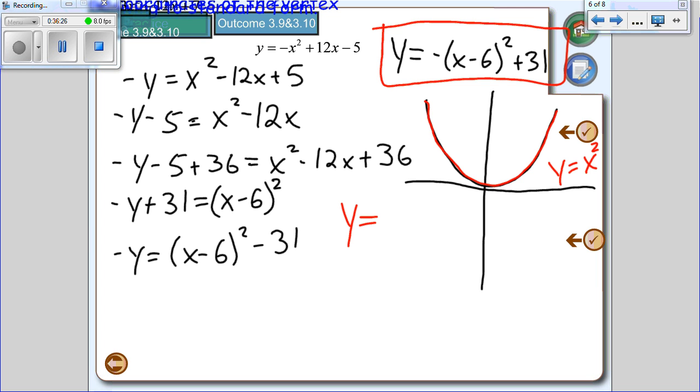It's called general form, or standard form. Standard form, also called vertex form, also called completed square form. Those three things are the same thing.